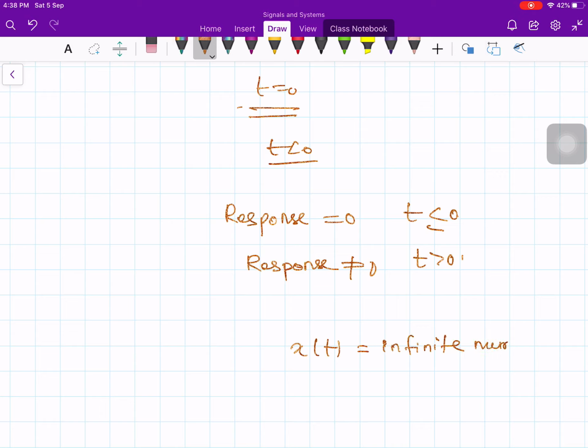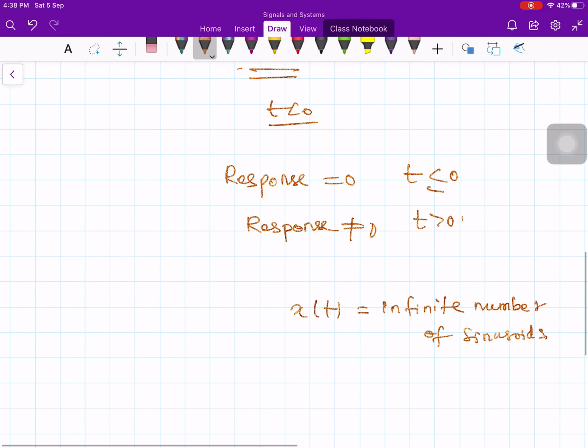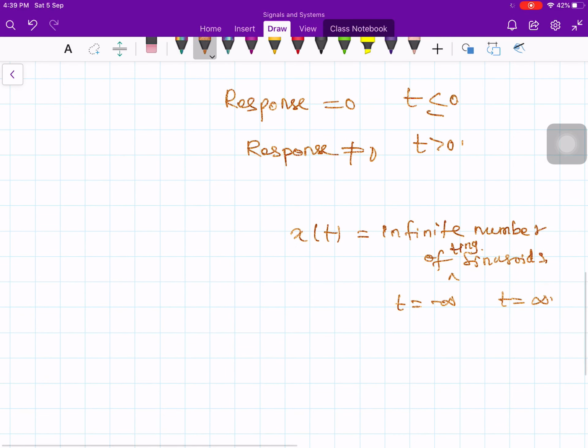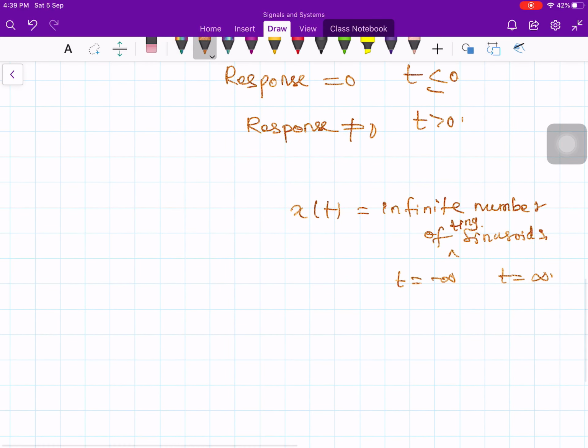Infinite number of sinusoids. Tiny sinusoids. Infinite number of tiny sinusoids. All the sinusoids starting from t equals minus infinity onwards and going up to t equals plus infinity. Now, each one of the sinusoids produces a response which can be evaluated using the steady state sinusoidal circuit theory methods, that is using the frequency response techniques.